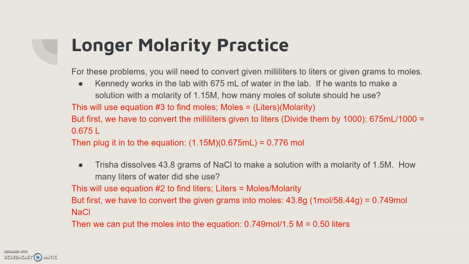We obtain 0.749 moles of NaCl. Now we can plug the moles into the equation. We take the number of moles, 0.749 moles, and divide them by the molarity, which was 1.5 molarity, to obtain our answer, 0.5 liters.